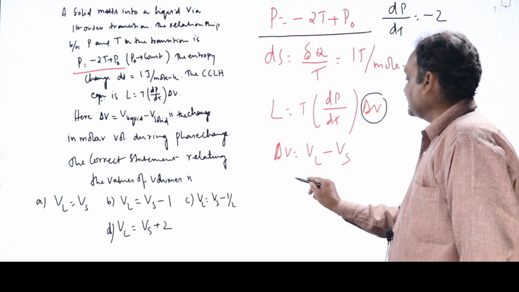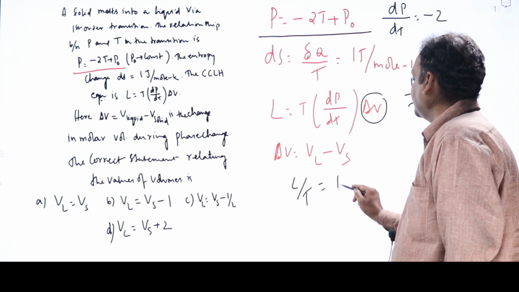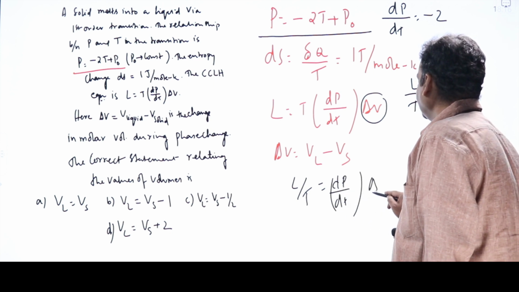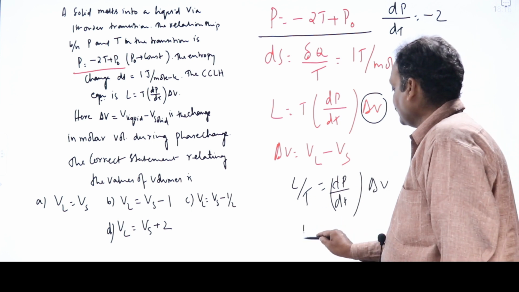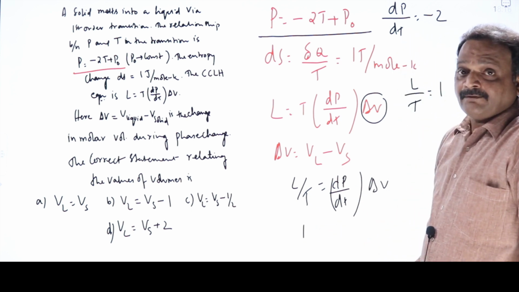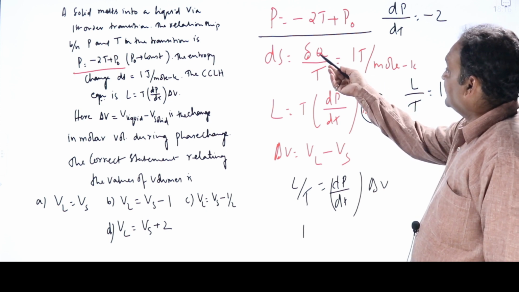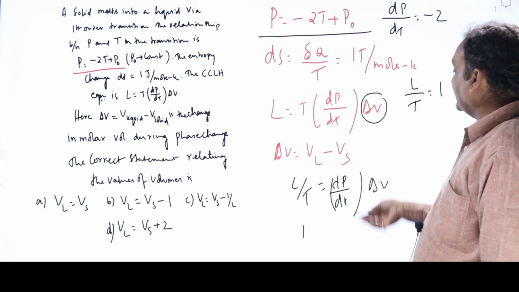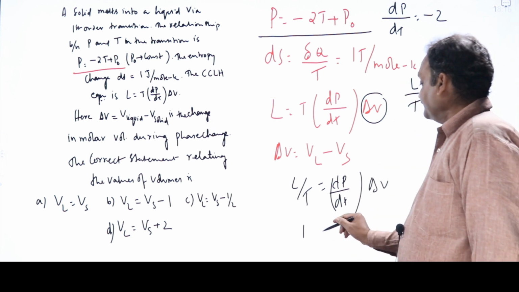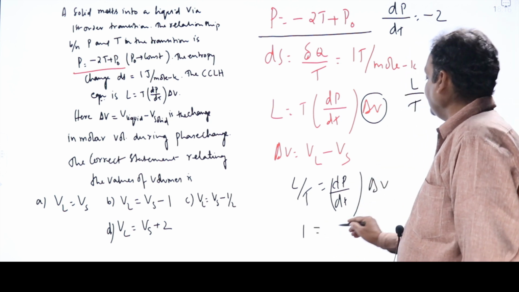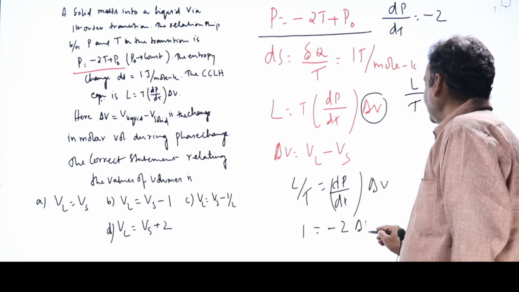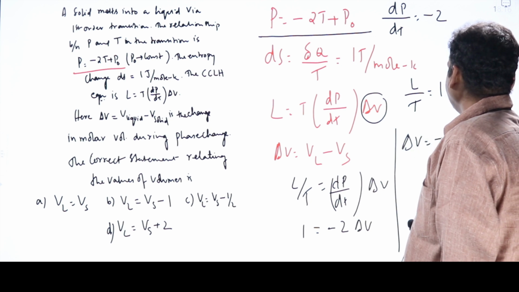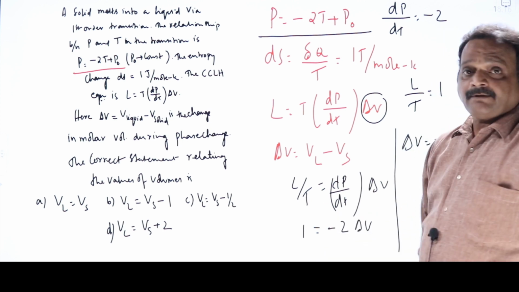So right now, what is happening? L by T is equal to dP by dT into delta V. L by T is nothing but 1. How do I know L by T is equal to 1? Delta Q is nothing but L only, that he has given directly as 1 joule per Kelvin. So 1 is equal to dP by dT, which is minus 2, into delta V. Therefore, delta V equals minus half.